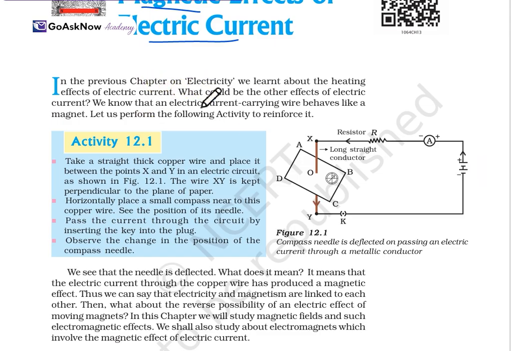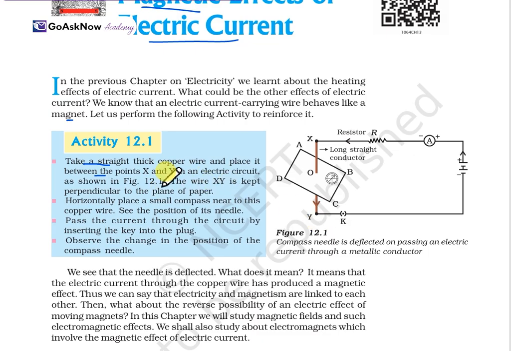What would be the other effects of electric current? Also, we know that an electric current carrying wire behaves like a magnet. So let us move on to an activity to reinforce it. What actually does this magnetic word mean in the current? Firstly, take a thick copper wire and place it between points X and Y in an electric circuit.